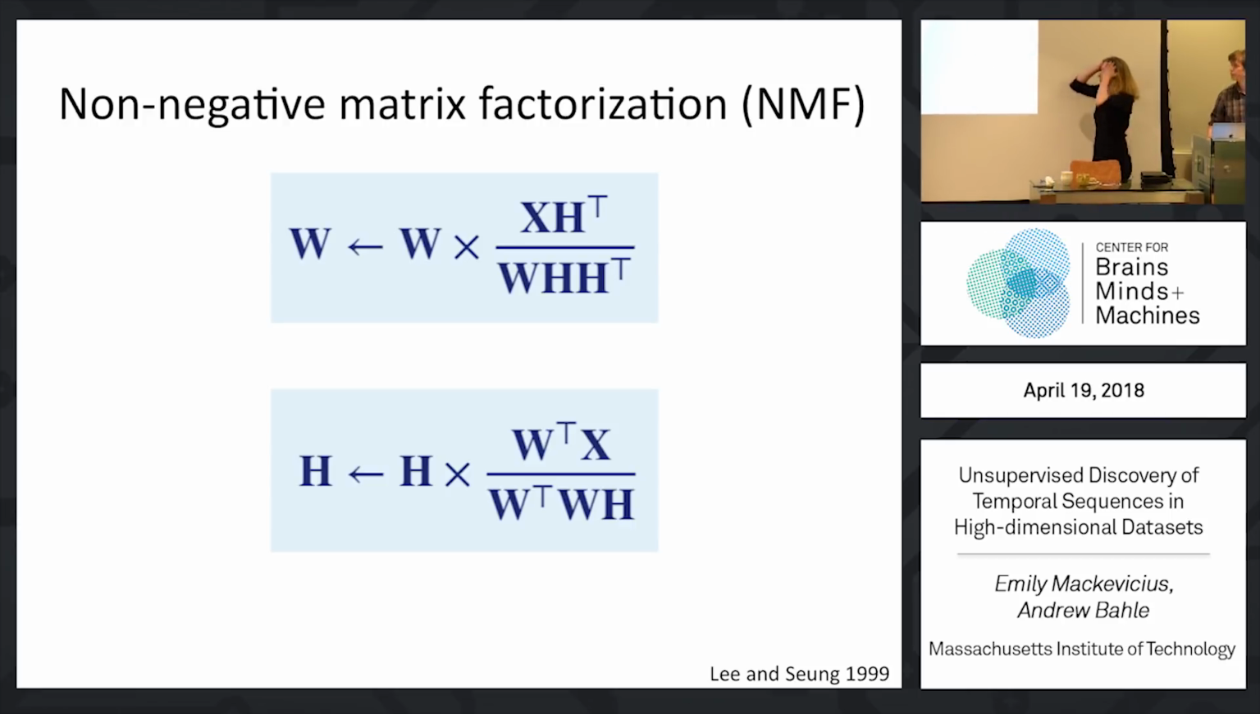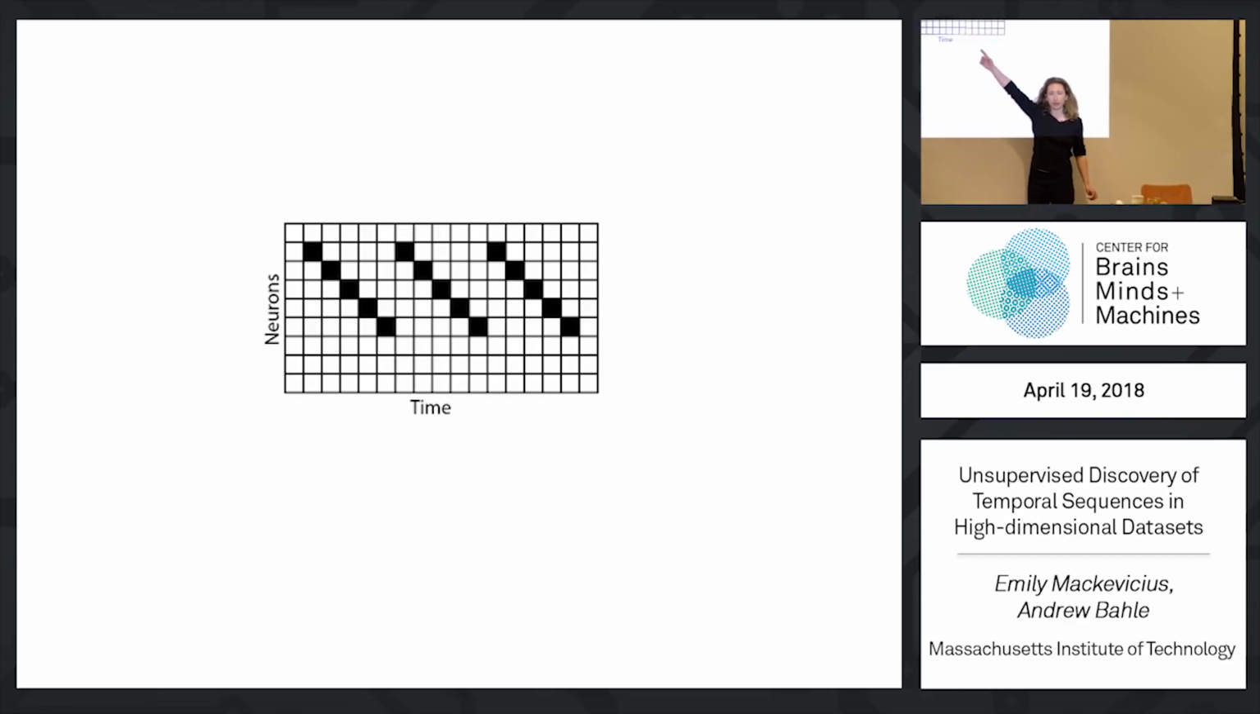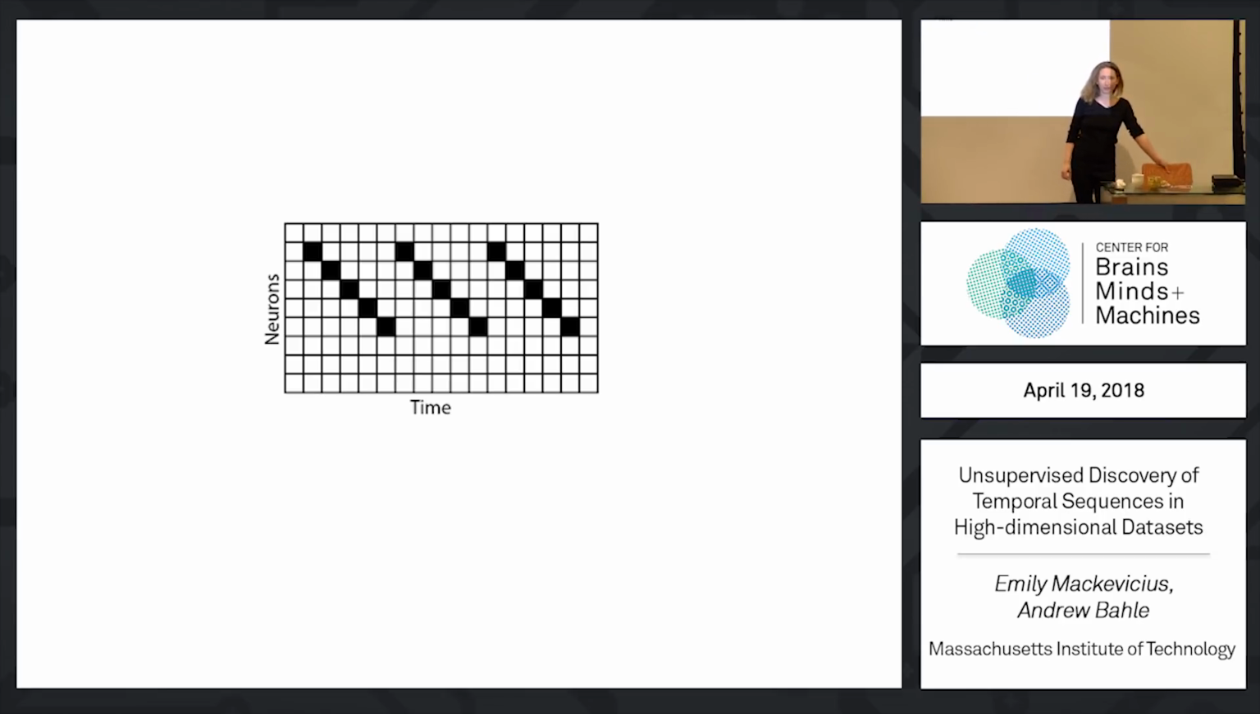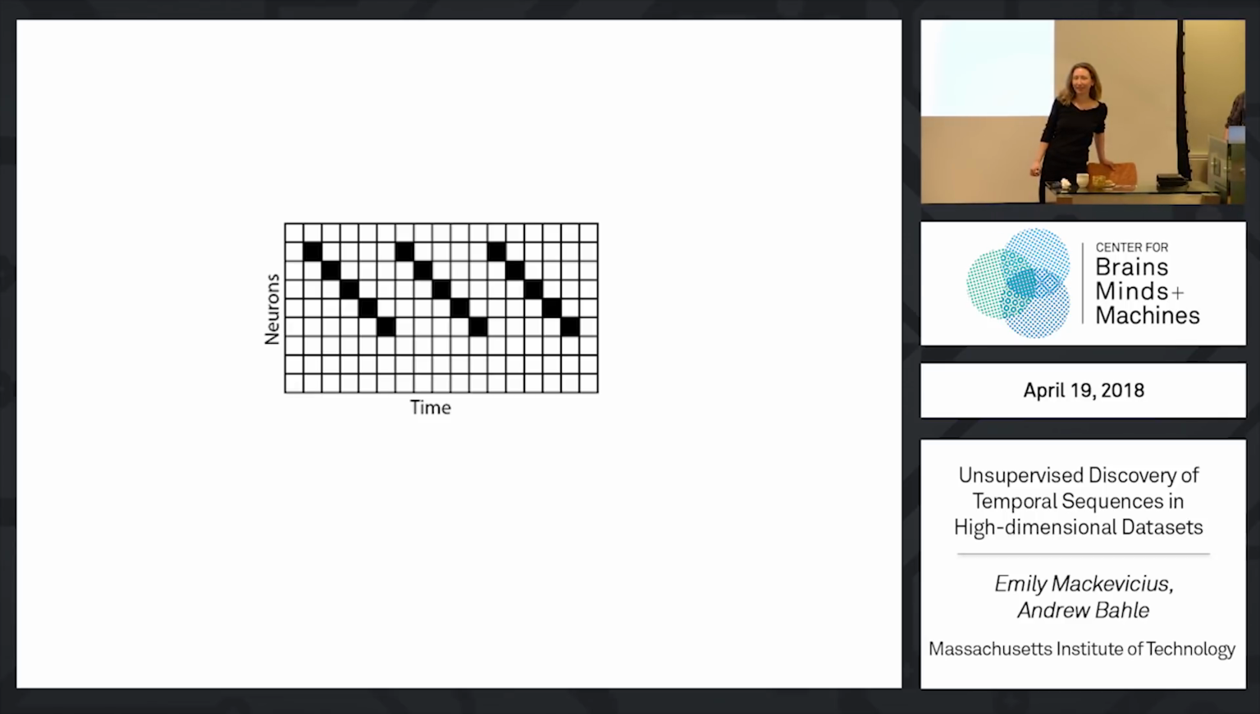Okay, so let's say that you tried to apply NMF to this type of data. What would happen? No ideas? Is it going to fail because of all the singularities, like all the blanks?